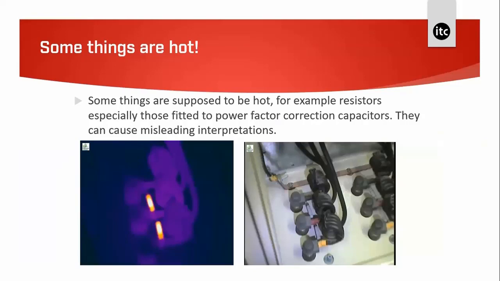When scanning electrical cabinets and components with an infrared camera, don't confuse the thermal anomaly with something that is designed to be hot. An example is resistors, especially those fitted to power correction capacitors. They can cause misleading hotspots and they aren't really a problem. I've seen quite a few reports where classification criteria have been used on components like this, and it really is a false anomaly.